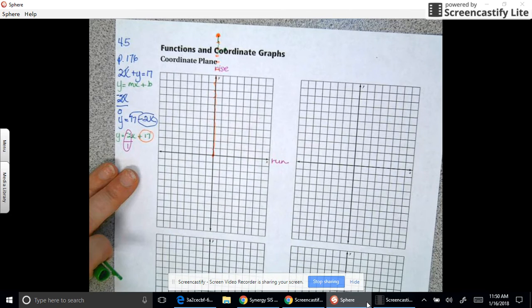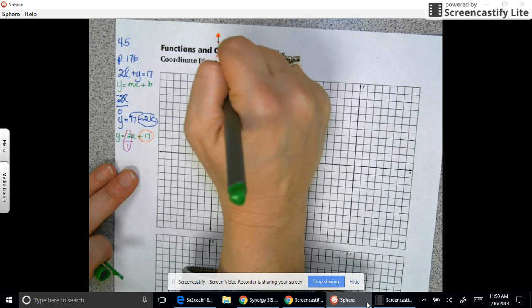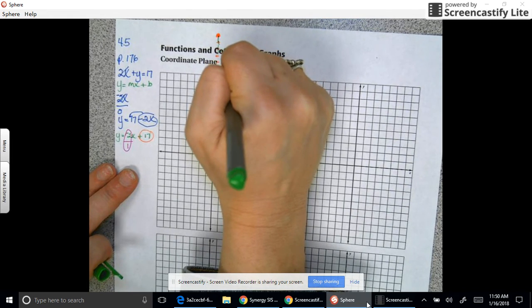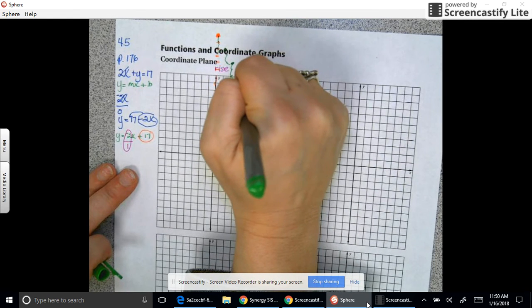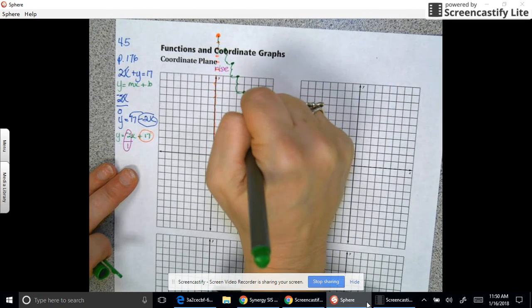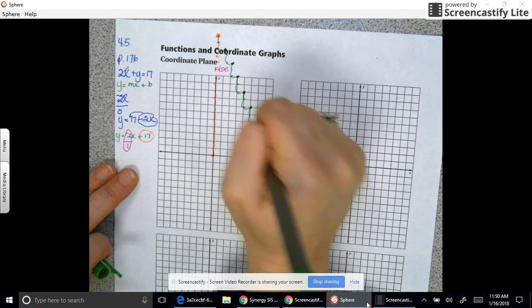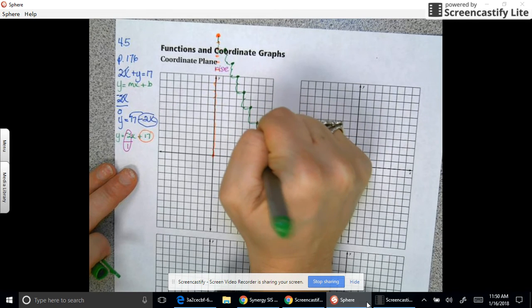I could graph that, but I'll get a better graph if I continue my slope. So I'm going to keep going down 2. So 1, 2, and over 1. And I'll do it again. Down 2 and over 1, and I'll keep repeating that pattern, down 2, over 1, across the graph.